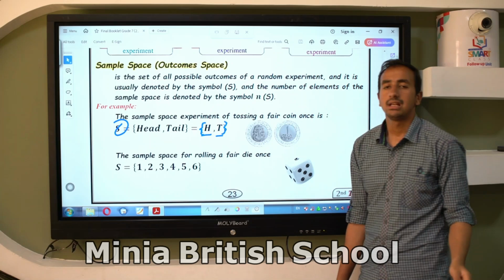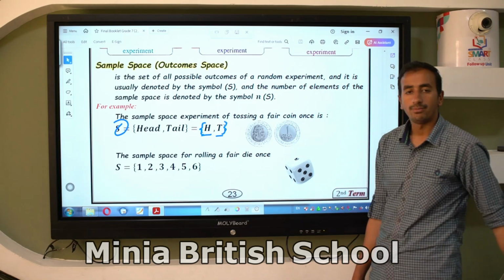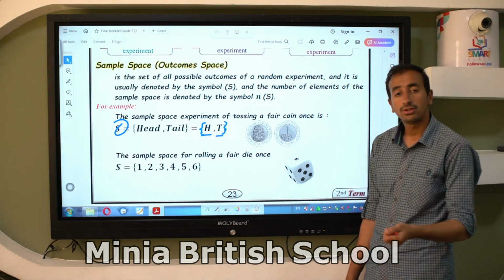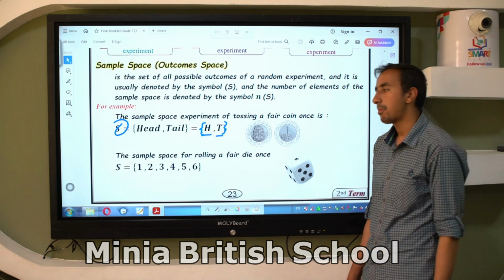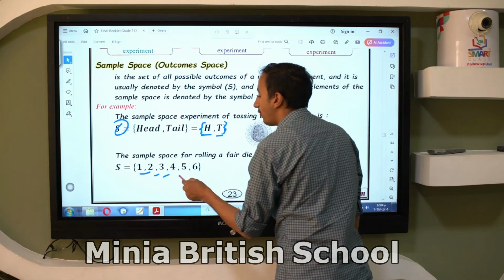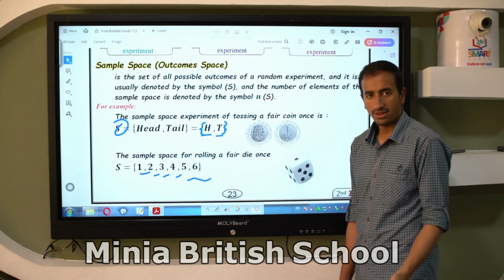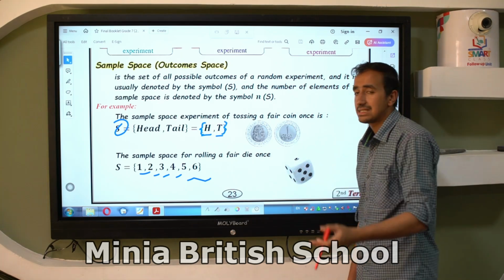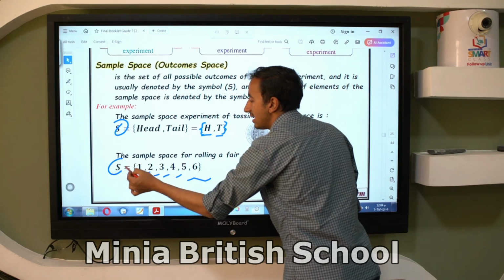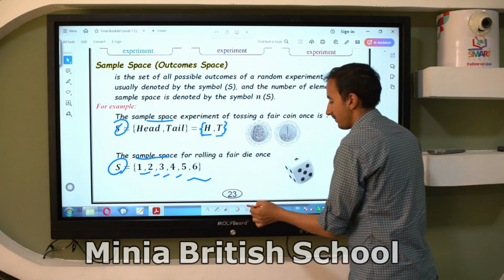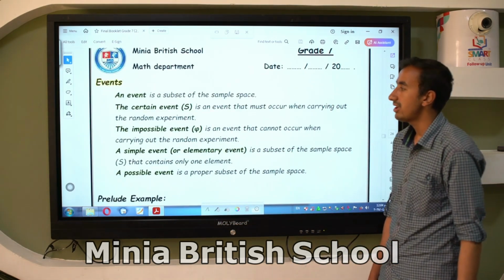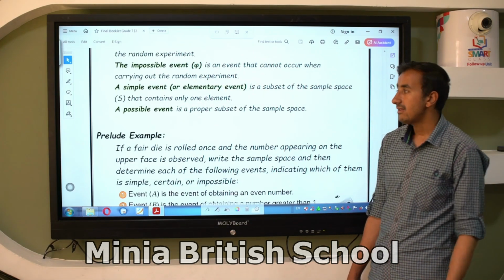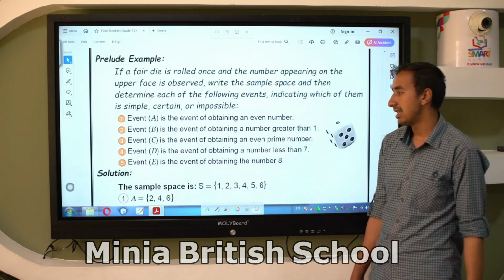It's called the sample space. Here is another common example: dice, or die. If I roll a die once, we have 6 possible outcomes: 1, 2, 3, 4, 5, 6. Is there another number? No. The numbers on the die are from 1 to 6. This is called the sample space. Events are subsets of the sample space, possible outcomes from the sample space.